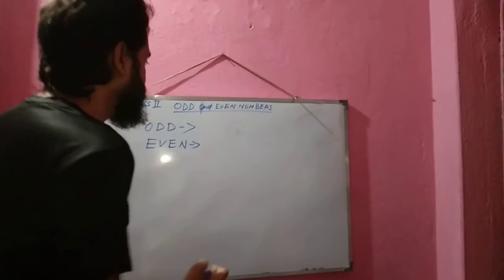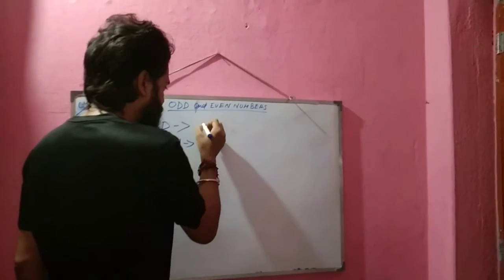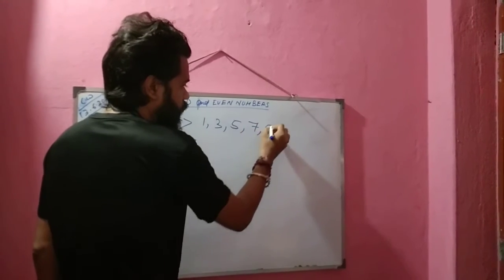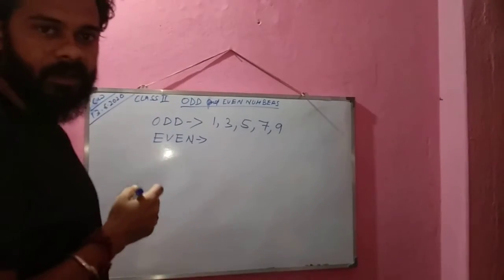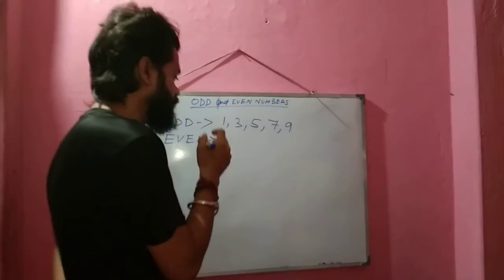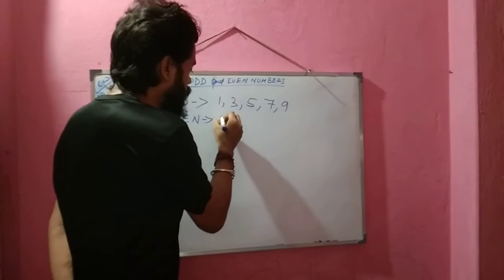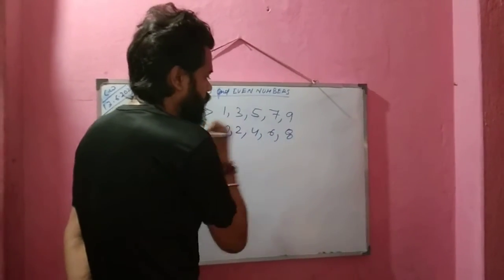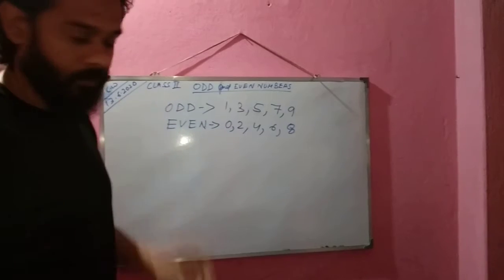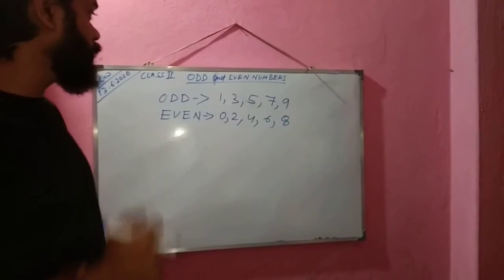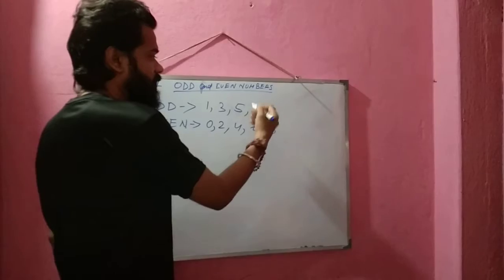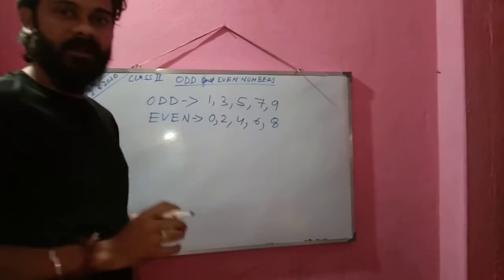In odd numbers, as I told you in the previous classes, the numbers which end in 1, 3, 5, 7, 9 are odd numbers. And what are even numbers? 0, 2, 4, 6, 8. Five numbers each. So in odd numbers, what you have to check? The numbers which end in 1, 3, 5, 7, 9, then that is an odd number.